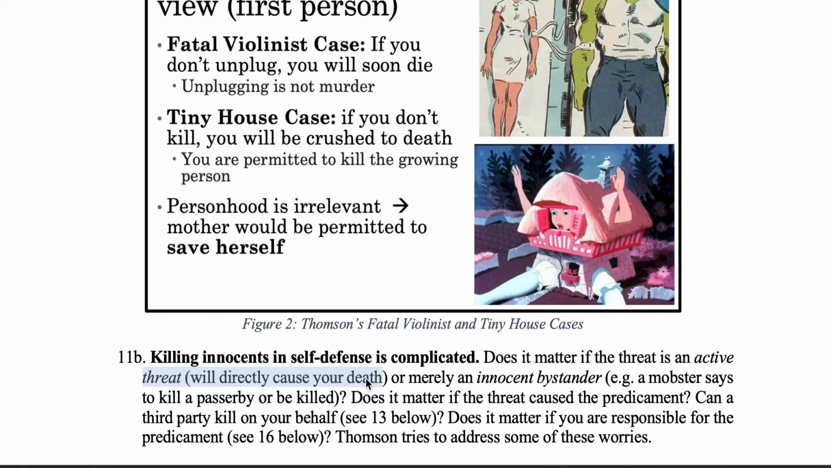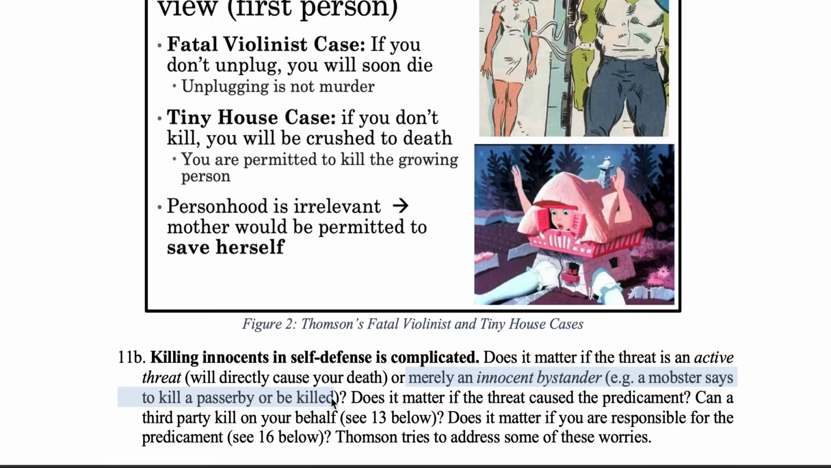If you have to kill them, it seems like you're allowed to, even though they're innocent in a certain sense, not morally responsible. But it also doesn't matter if there's a question: does it matter if they're an innocent bystander? So for example, imagine someone's walking down the street and a mobster comes up to you and puts a gun at the back of your head and says, here's a knife or gun, whatever, go kill that person right now, or I'm going to shoot you in the back of the head.